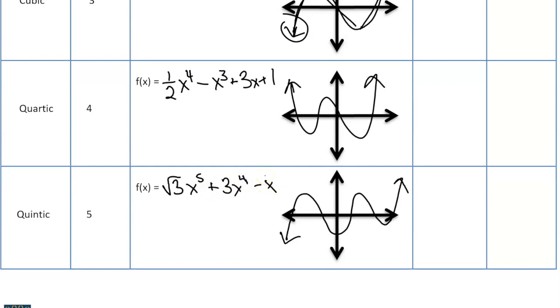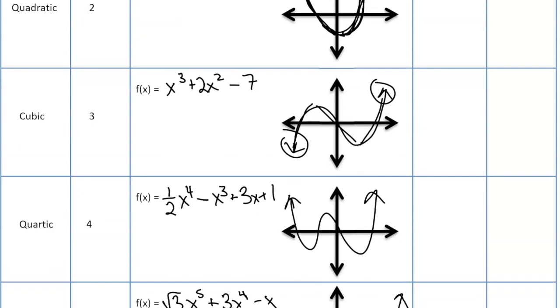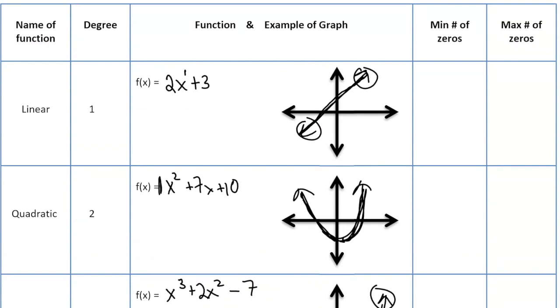Okay, so now let's look at the zeros, the minimum number of zeros and the maximum number of zeros. And so if you take a look at something like this, for a linear function where you have x and y, at some point, no matter what, it will always cross the x-axis. As long as it's x to the power of 1, you're going to have something where that happens. So the minimum number of zeros you have is 1, but the maximum number of zeros you have is also 1.